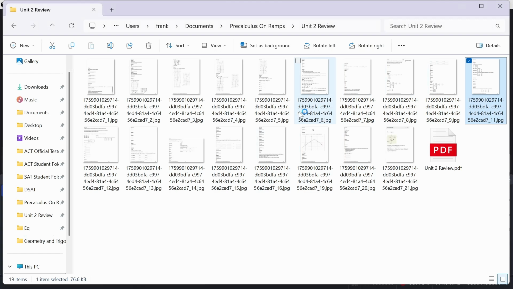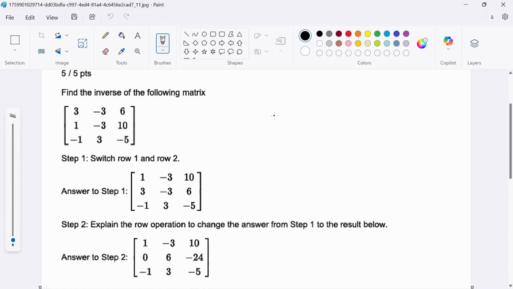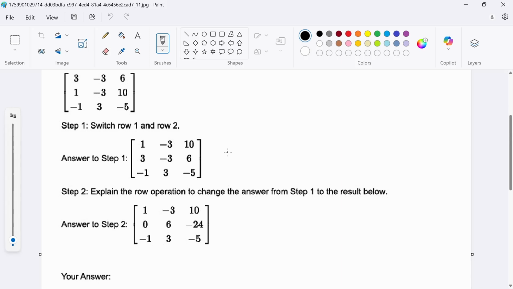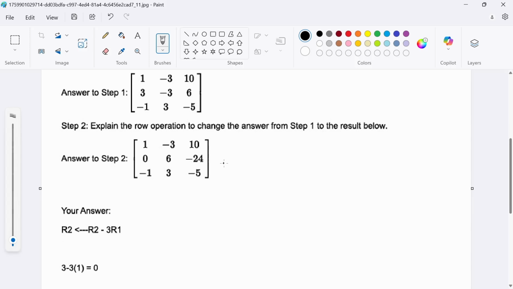Okay, here's question 13. Question 13, find the inverse of the following matrix. Now, to find the inverse, I'd plug this into a calculator. It's not going to make you do the whole thing. It gives you part of it, and it's just going to ask one question. So it says, switch row 1 and row 2. So notice this is row 1, row 2, row 3. All I did is put row 2 on top and row 1 in the middle. I just switched them. That's exactly what it said.